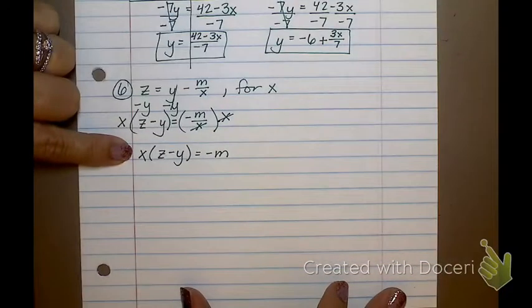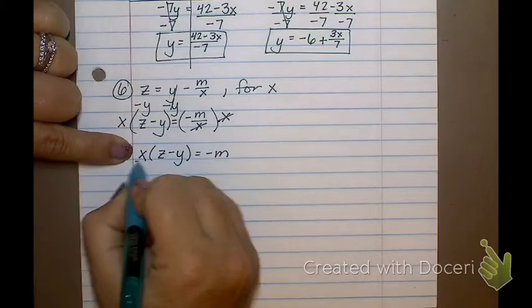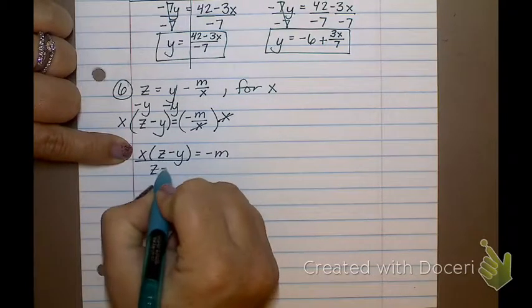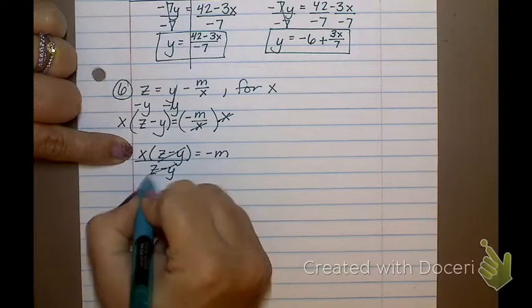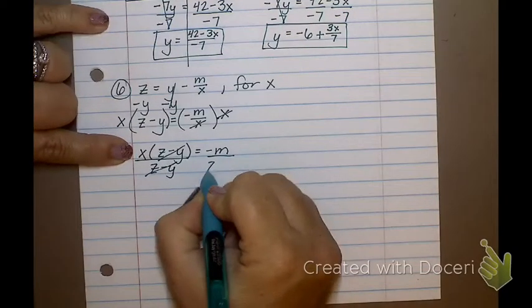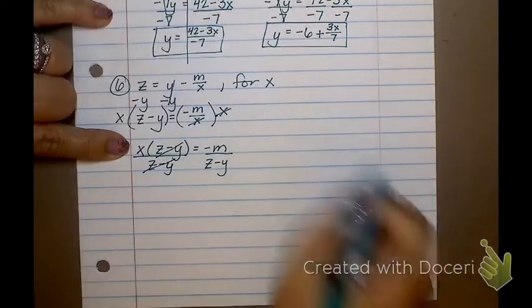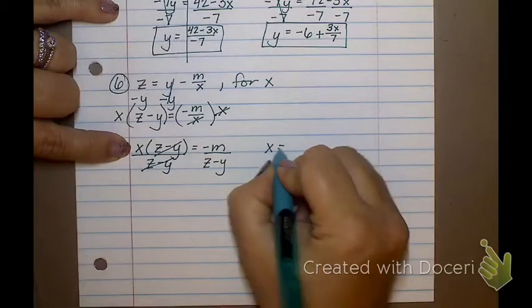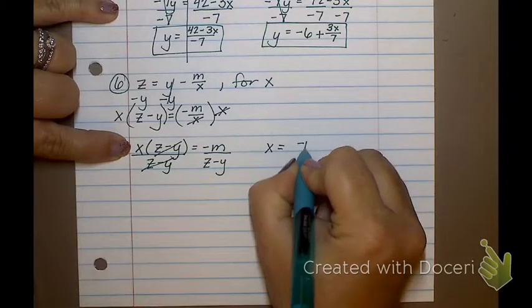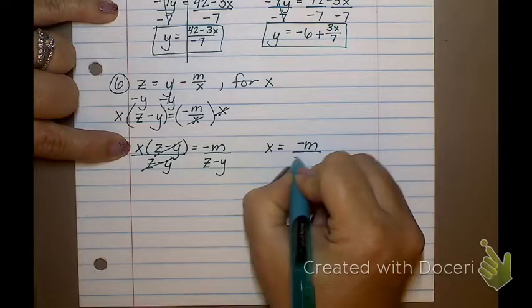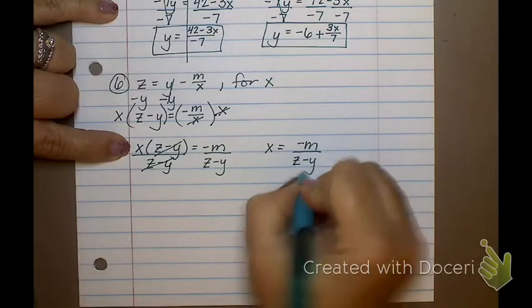Something's being multiplied by x, isn't it? What's going to cancel out the multiplication? Division. So if I divide by that, I have x by itself. So my final answer here is x equals negative m over z minus y.